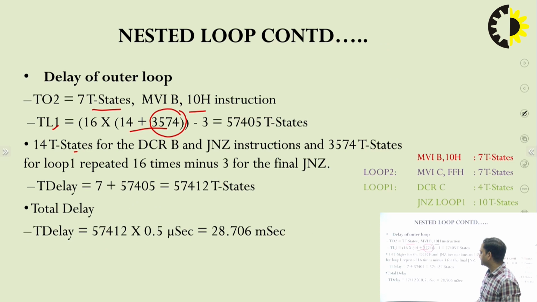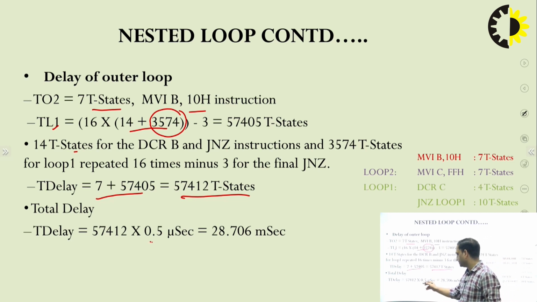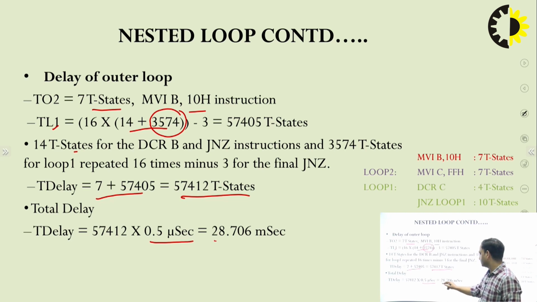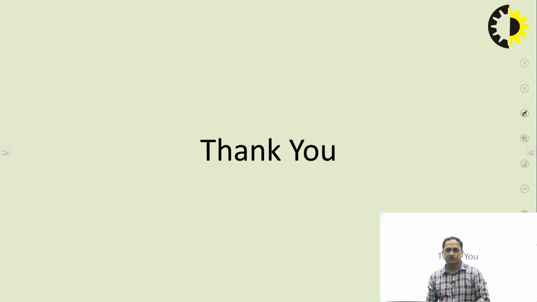So the final expression for finding the total delay is 7 plus 574075, and this is the total T states in this program. The delay we can calculate by dividing by 2 or multiplying by 0.5 microsecond, which gives 28.706 millisecond. I hope this concept is clear to all of you: by using a counter, putting count values into a register or register pair, we can increase the delay in the program. Thank you very much.